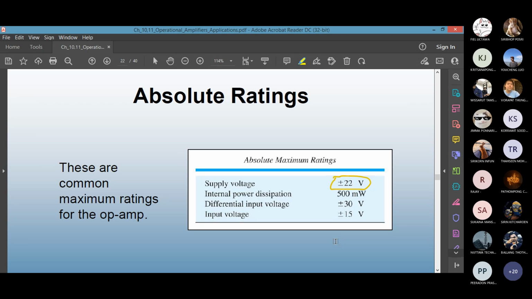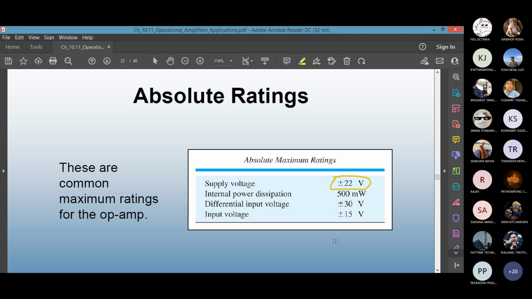So there are pins for plus and minus voltage. You can add a supply voltage, typically within plus minus 22 volts. So the range is 44 volts. Minus 22 to plus 22, the range is 44 volts. Internal power dissipation, how much power it can handle before breaking up, is 500 milliwatts. So this is almost half a watt.